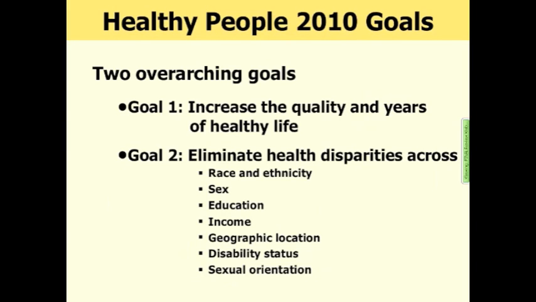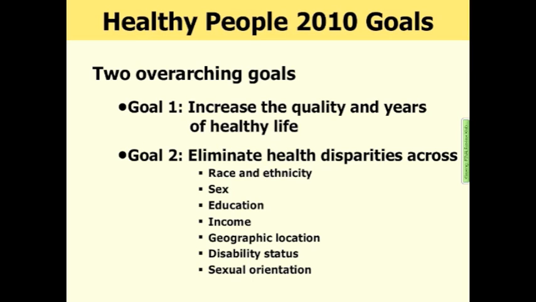So I want to really begin at the top. We started out with 900 objectives, and then we've got 733 that are evaluable because we have the data. And at the top of all of this are these two overarching goals. One, to increase the quality and years of healthy life, and the second, to eliminate health disparities. And the template that was used for Healthy People 2010 had these 7 topics or factors or areas: race and ethnicity, all the way down to sexual orientation. We have differing amounts of data for each of these, but we do have data on just about all of this, at least for some of the objectives.